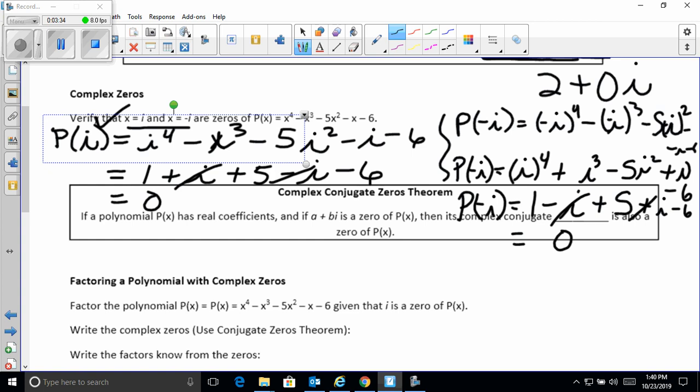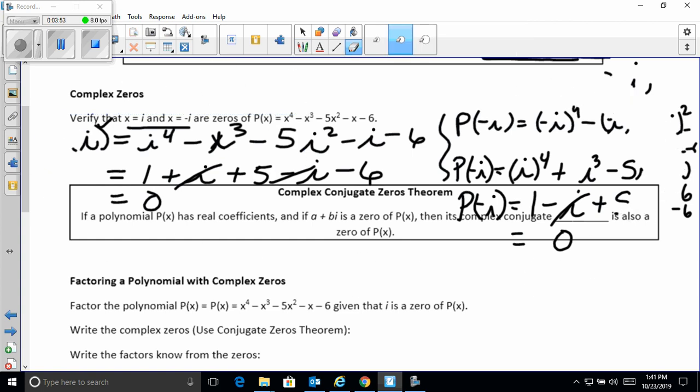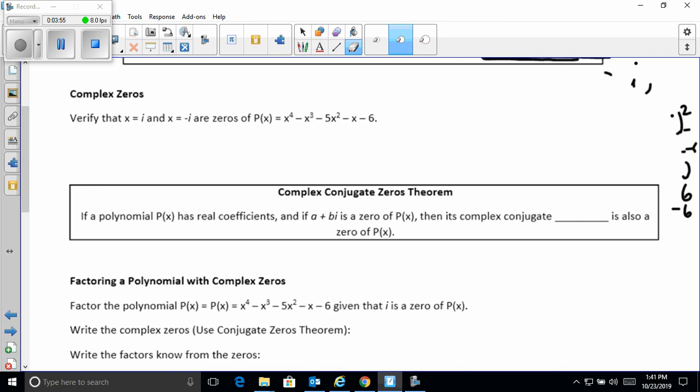This is just showing you the theorem that's below here. The complex conjugate zero theorem says that if you have a complex 0 like i, its conjugate, negative i, is also a 0. So formally, looking at this theorem, if a polynomial p of x has real coefficients, and if a plus bi is a 0, then we know its conjugate, a minus bi, is also a 0. So when we have zeros that are complex, they always come in pairs.